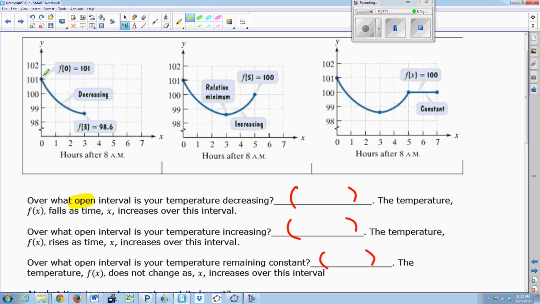So you're not going to be looking at the temperatures like 101 to 98.6. You're going to say this decreasing interval starts at 0 hours after 8 a.m., which is 0, and it goes to 11 o'clock, which we say is 3, based on our definition of our independent variable. Okay. So what would the open interval be for the temperature that's increasing? Can you help me with that, Drew?